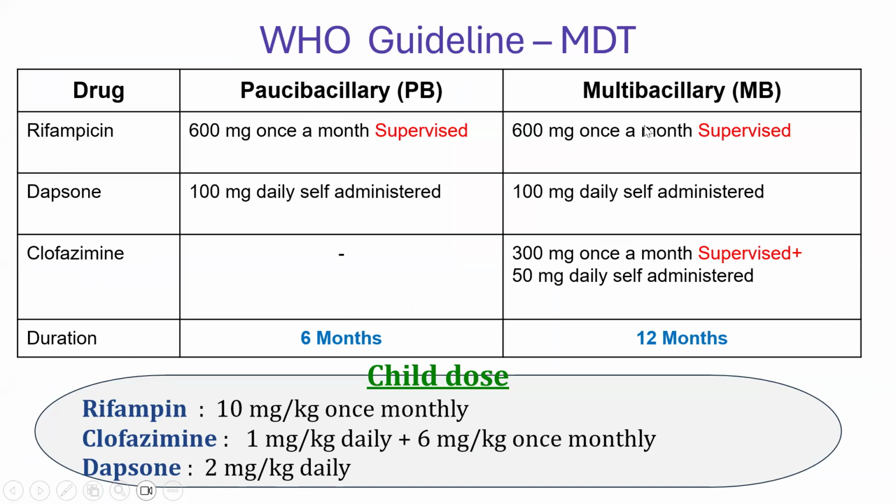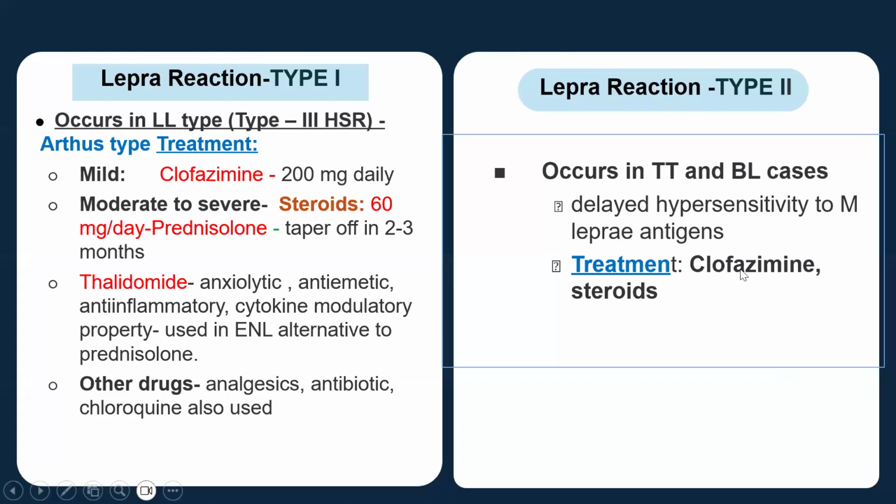And multibacillary leprosy, these 3 drugs for 12 months. And dosage: rifampicin 600 mg once a month, dapsone 100 mg daily, and clofazimine only included for the multibacillary regimen. Multibacillary regimen, 300 mg once a month plus 50 mg daily. Okay, that's all about the third part.